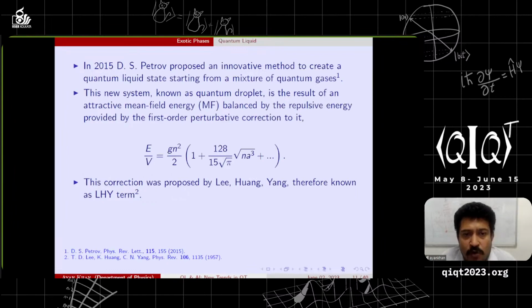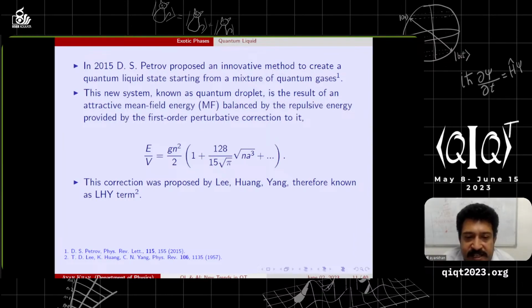Okay, so what happened in 2015? Petrov proposed an idea that you can create a quantum liquid state starting from a mixture of quantum gases. Liquid state, what it means, is something like a cluster of atoms, and it creates some sort of a liquid. But what helps to make this cluster? So in atomic BEC, from atomic BEC, you construct a liquid-like state, and what is responsible for this cluster formation of the liquid?